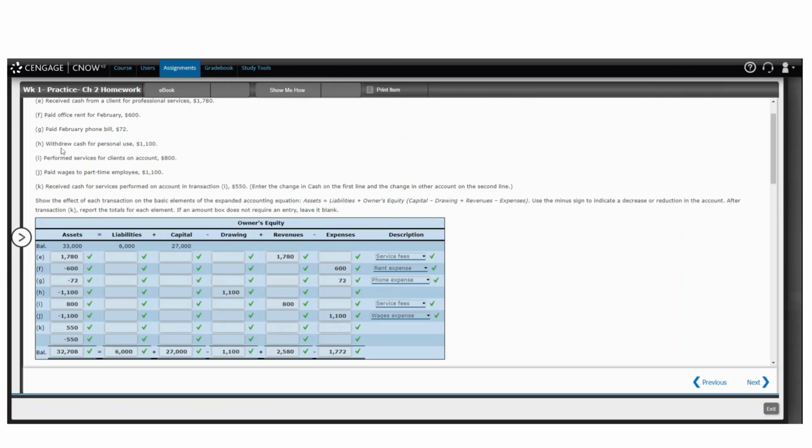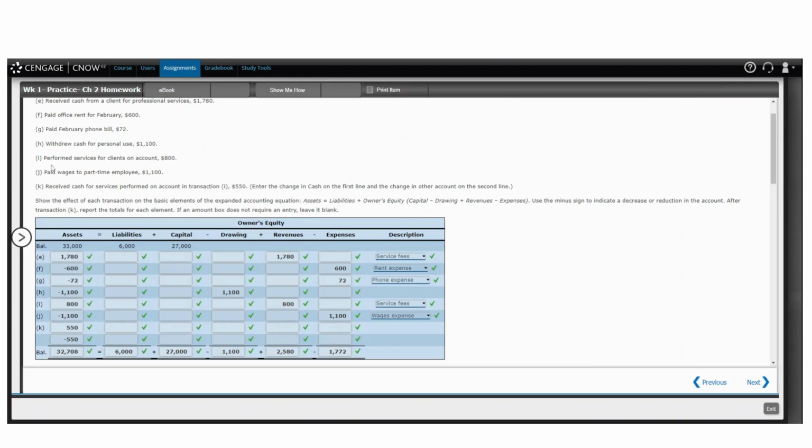In H, he withdrew cash for personal use in the amount of $1,100. So capital is what I put into the business. Drawing is what I take out of the business for personal use. Okay. So when I withdraw cash for personal use, my cash decreases by $1,100. We see that here in H. And the other account that's affected is my drawing because he took it for personal use. So that drawing account increases by $1,100.